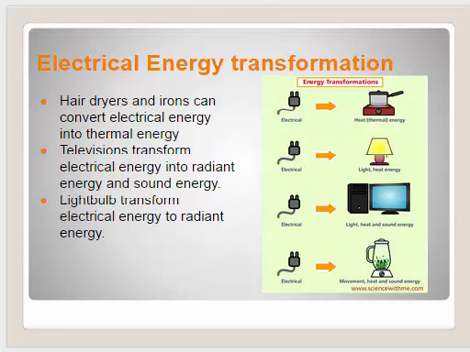There are many other types of energy transformation as well. Hair dryers and irons can convert electrical energy into thermal energy. Televisions transform electrical energy into radiant energy and sound energy. Light bulbs transfer electrical energy to radiant energy. The picture to the right gives you a few more examples. Again, electrical energy can be converted into thermal, light, or sound energy.